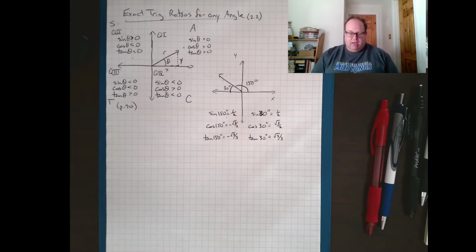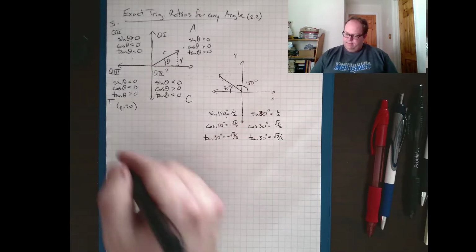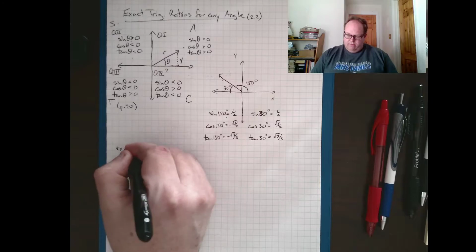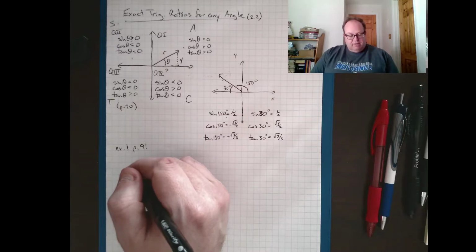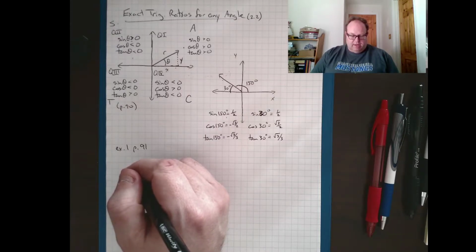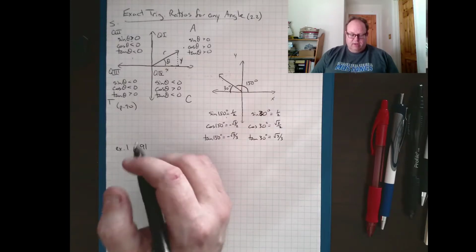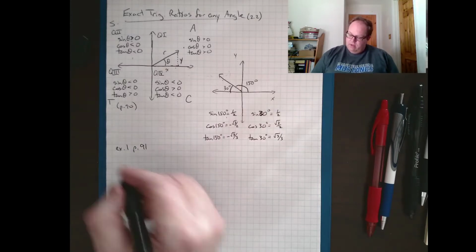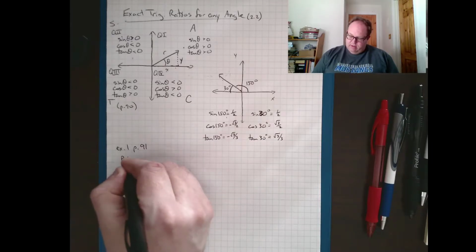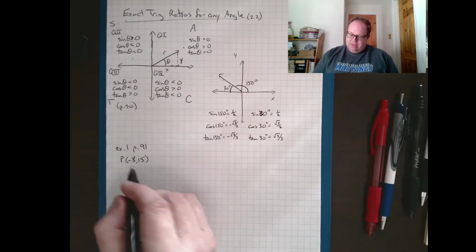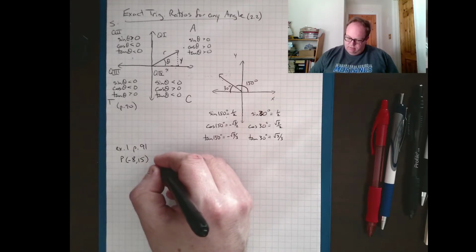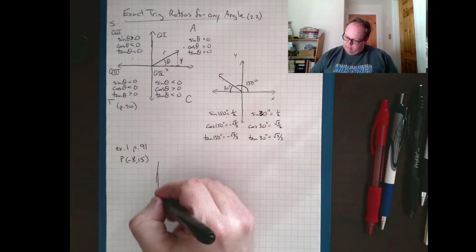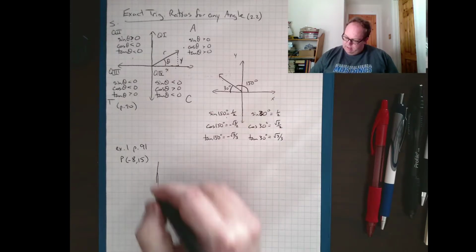Okay, a few examples of working with this. So this will be example 1 from page 91. The point P(-8, 15) lies on the terminal arm of an angle theta in standard position. Determine the exact trigonometric ratios for sine, cosine, and tangent of that angle. So first of all, this notation, P(-8, 15), if you see that, that's referring to a coordinate point. So my point is, give myself enough room to work with. This is a terrible straight line.